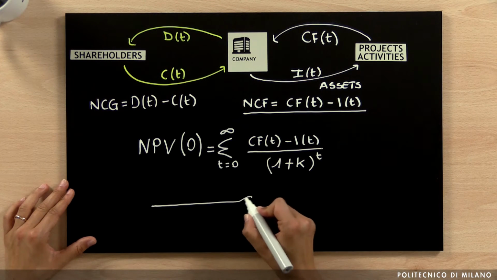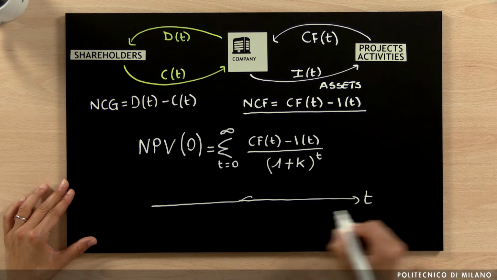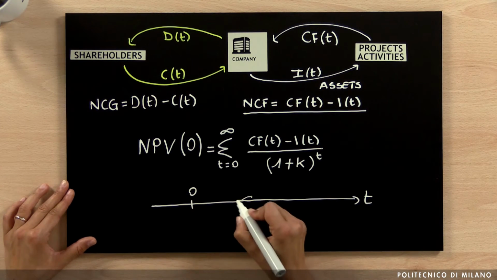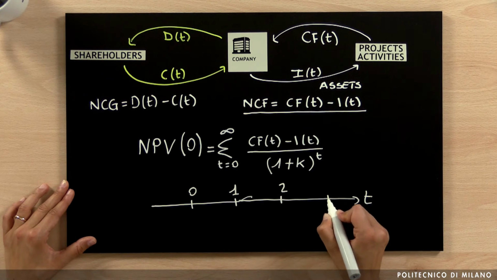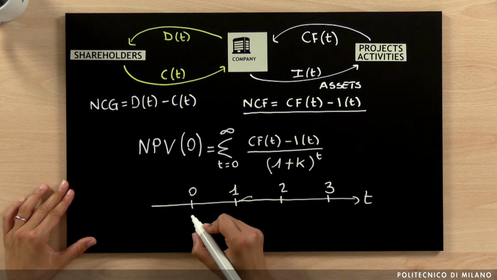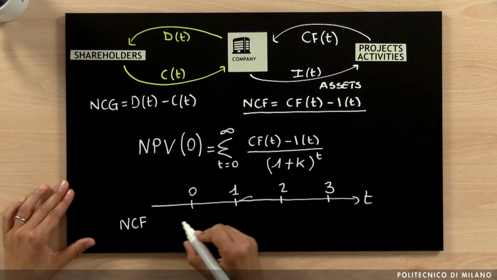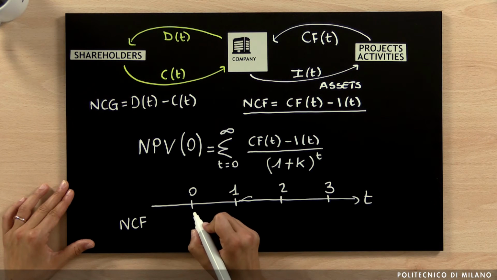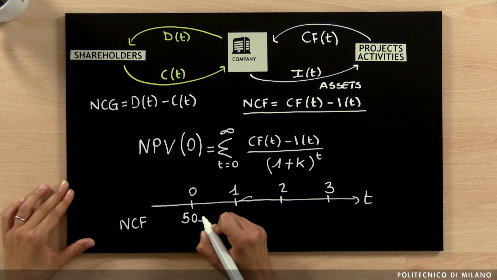Assuming that we have our time horizon, and this is the time t. We have year 0, then year 1, then year 2, and then year 3. We have the net cash flow that the company is able to generate every year. So we have that at the moment of time 0, the company generates 500 euros.